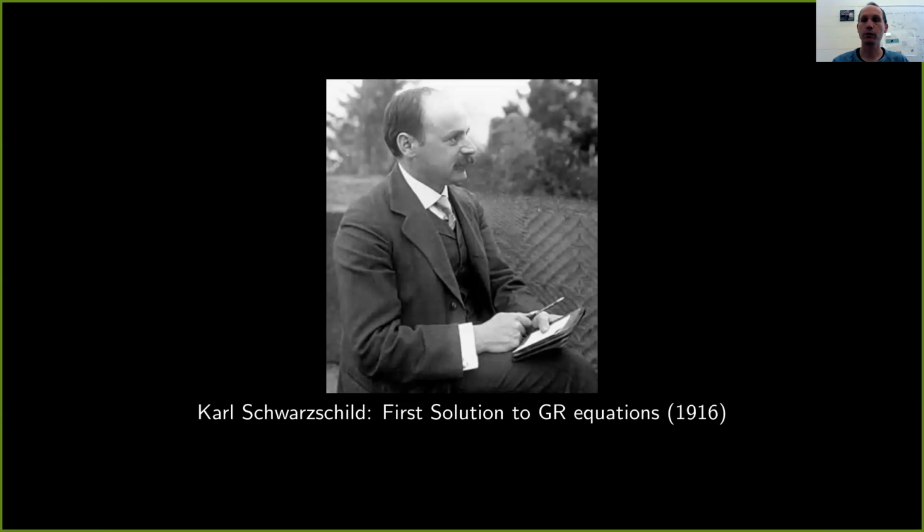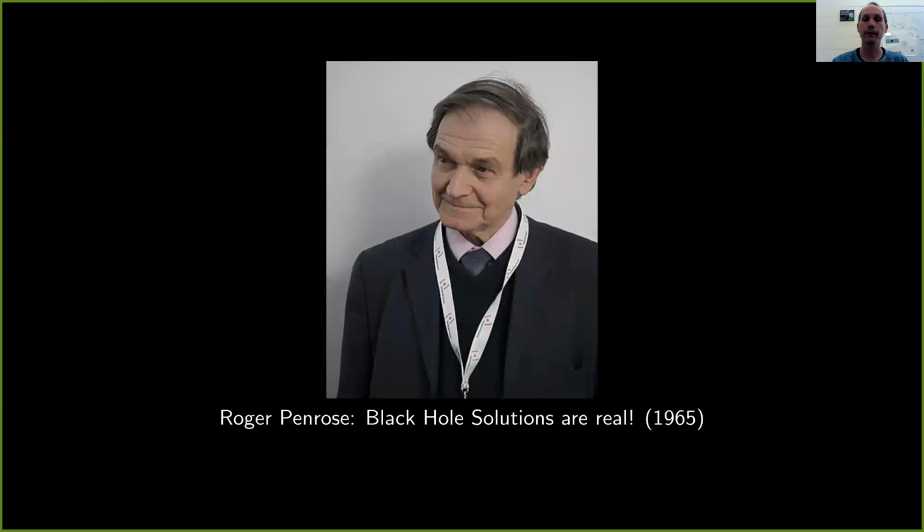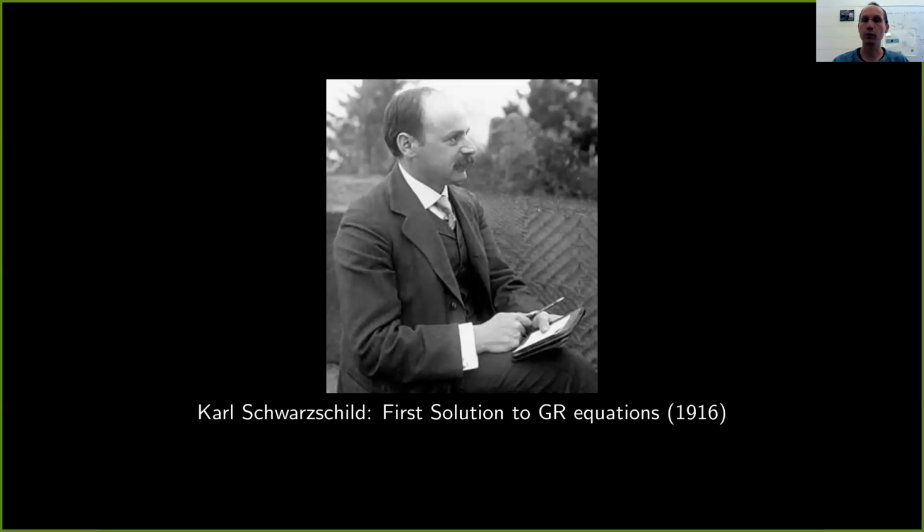The person who first found solutions to these Einstein field equations was Karl Schwarzschild. And he wrote down the solution that we nowadays use to study the simplest version of black holes, so-called non-rotating uncharged black holes, Schwarzschild black holes.